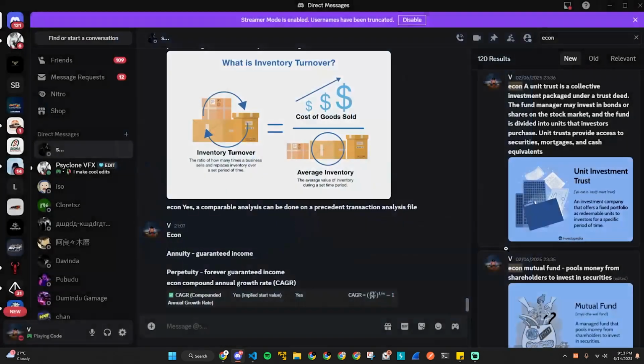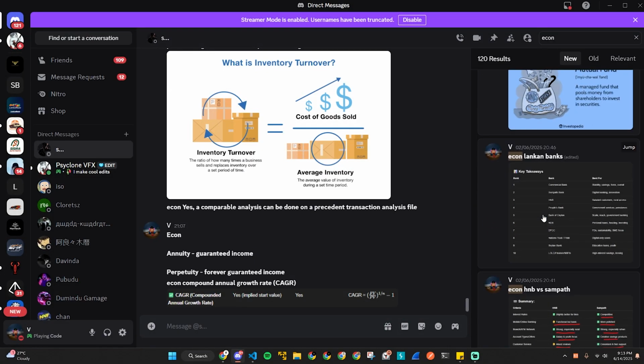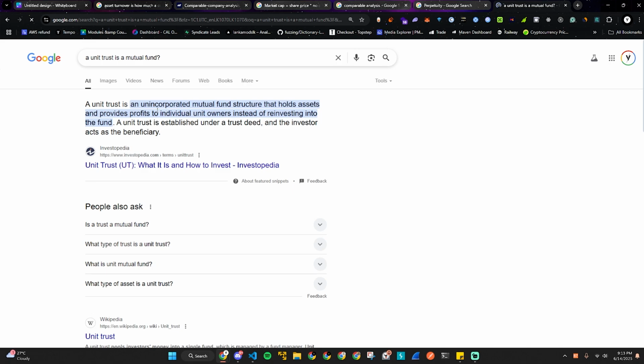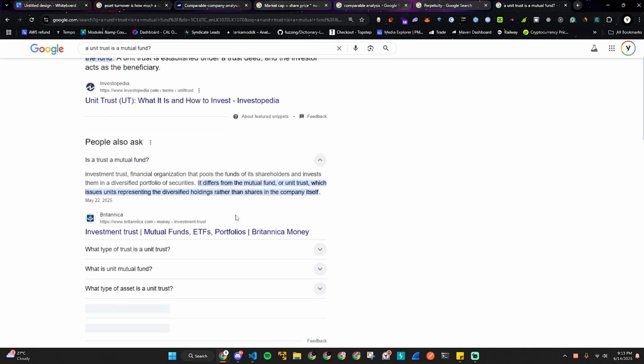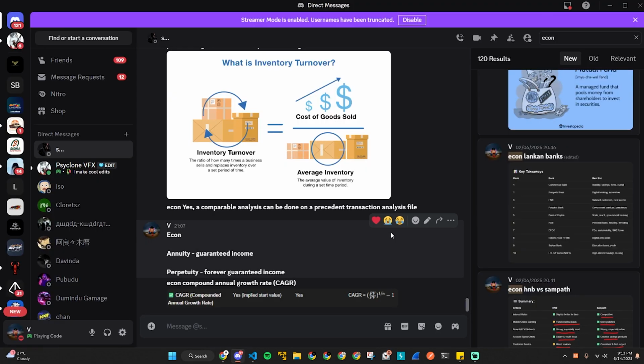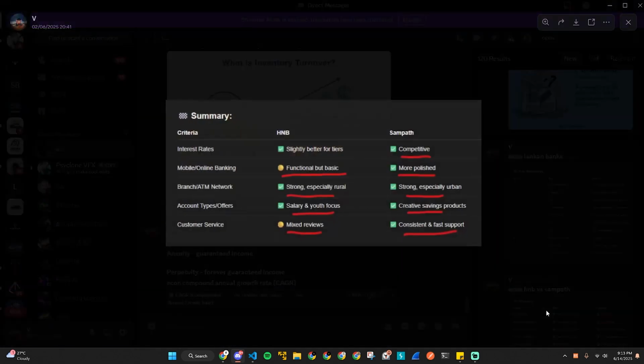Cognitive bias, unit trust funds. It's like a mutual fund in a way. A unit trust is a mutual fund. A unit trust is an unincorporated mutual fund structure that holds assets and provides profits to individual unit owners instead of reinvesting into the fund. It issues units representing diversified holdings rather than shares in the company itself. So it diversifies everything and has less risk. That's the safest way to invest, honestly, unit trusts.